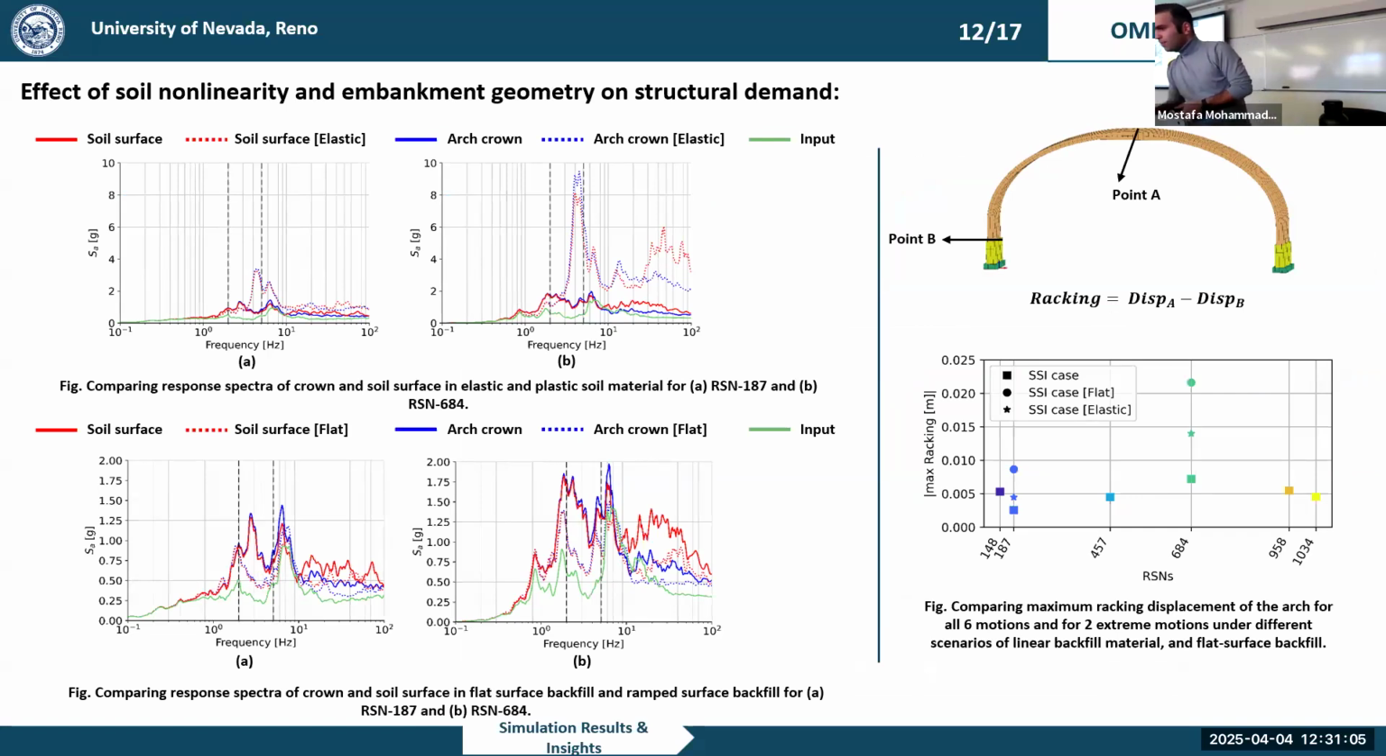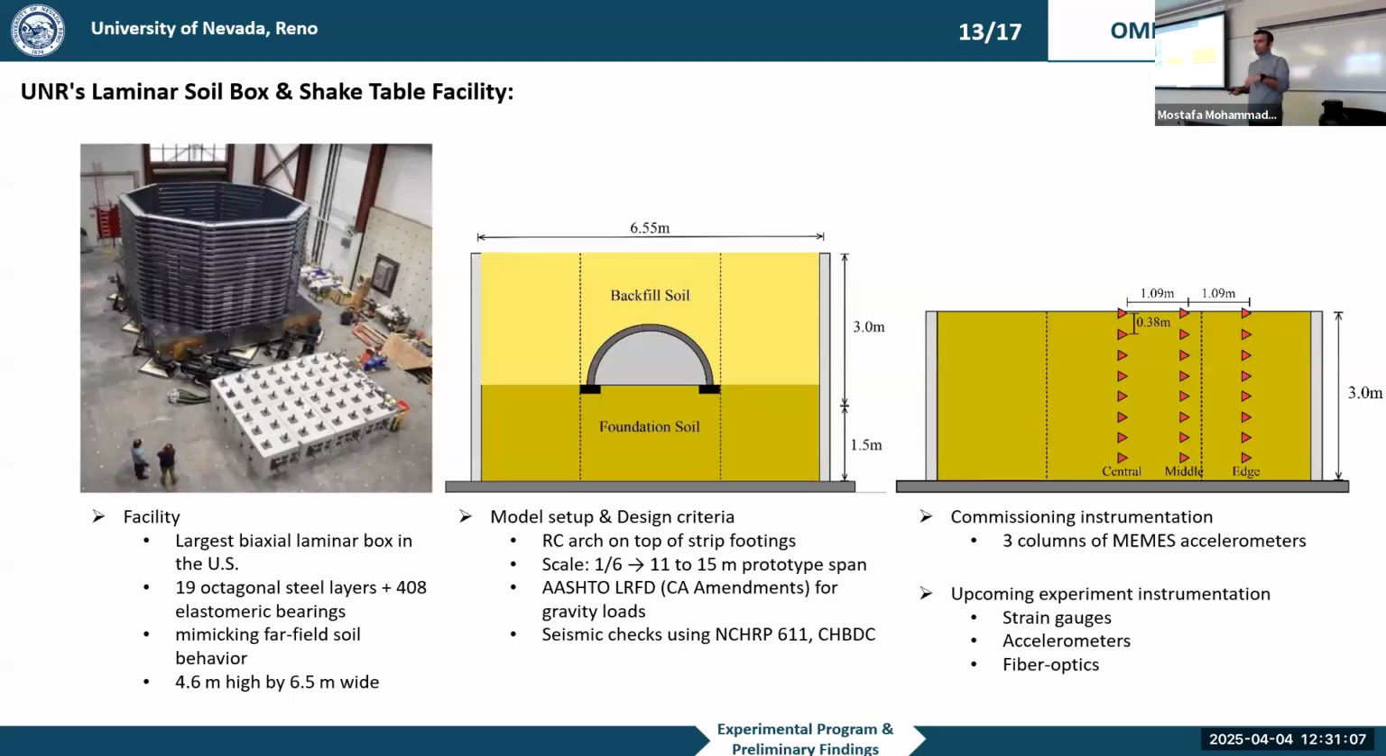These were the things that we have done so far numerically, but the second phase of my study would be experiment and validating the thing that we have studied so far. And what we are going to do actually, we are going to use the UNR laminar soil box and shake table facility. All of you know that the facility is the largest biaxial laminar box in the US.